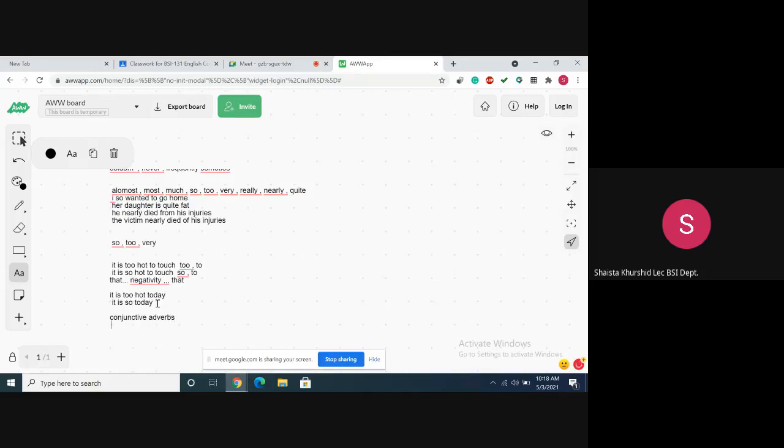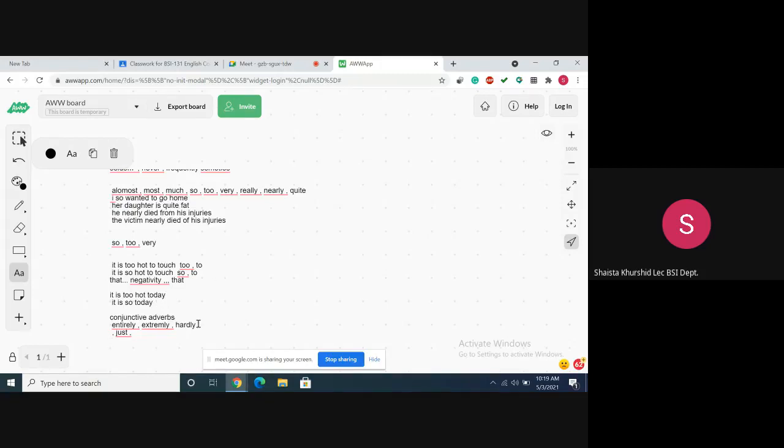Okay, so conjunctive adverbs are very important to learn. They are like however, or we can say entirely, extremely, hardly, just. ठीक है, ये हमारे पास थोड़े से intensity के verb है. Entirely, extremely, hardly, and just.